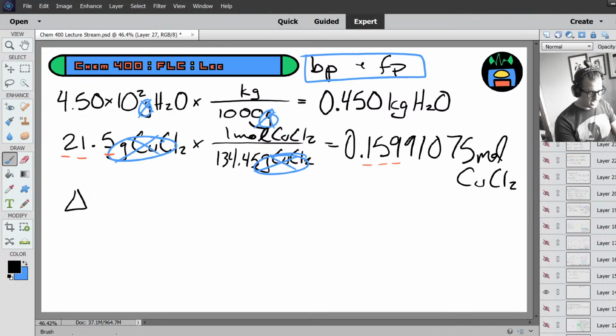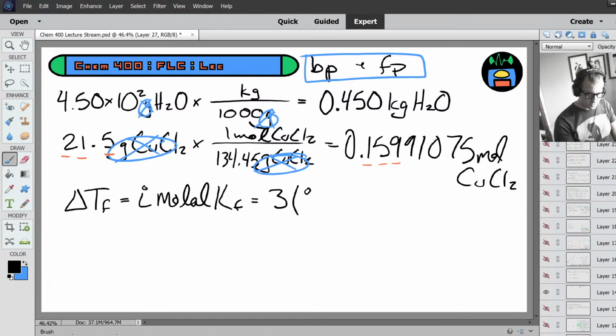We are now ready to calculate our change in freezing point. Again, it's equal to our Van't Hoff factor times our molality times our freezing point depression constant. So our Van't Hoff factor here is 3. Our molality is moles.